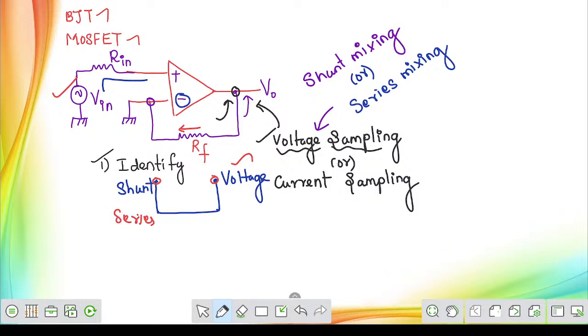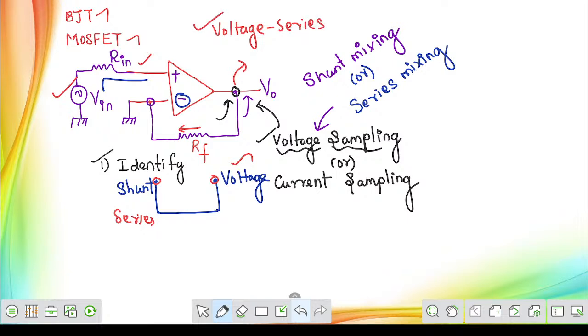Now if you observe the given circuit, the feedback line is directly connected with your output, so that's why we are calling it voltage sampling. Whereas it is not directly connected with the input, so that is called series mixing. So the correct answer for this given topology is voltage series topology. Output is voltage sampling, input is series mixing.